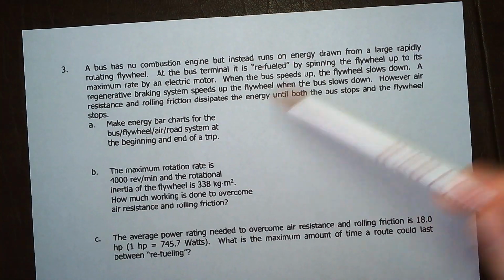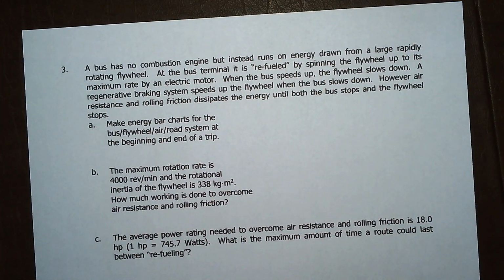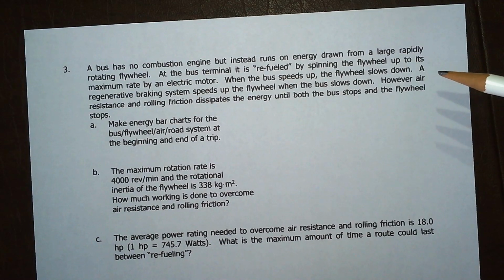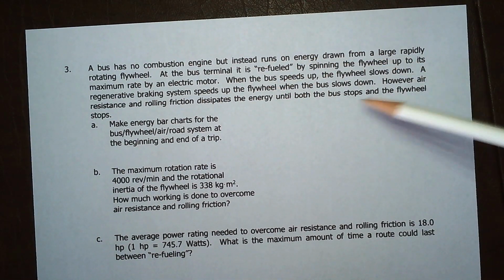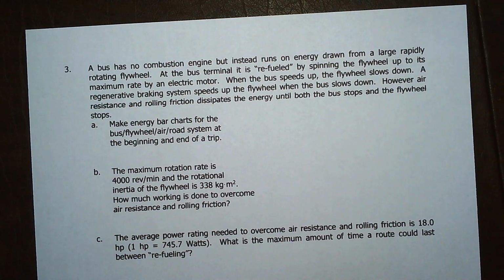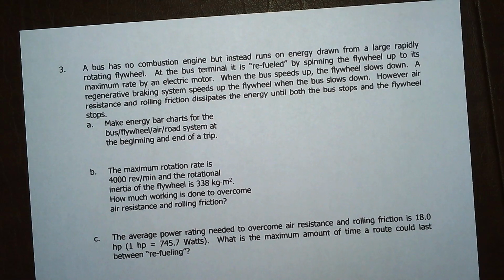All right, so this is another way you can have an alternative fueled vehicle. Instead of having batteries or anything else, we have this flywheel. It's just something that has lots and lots of mass that's spinning really fast, and it's storing rotational energy that can be siphoned off and converted into a linear energy.